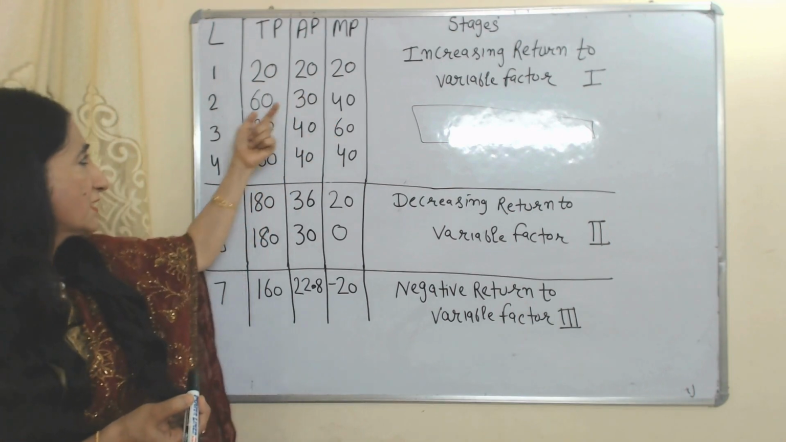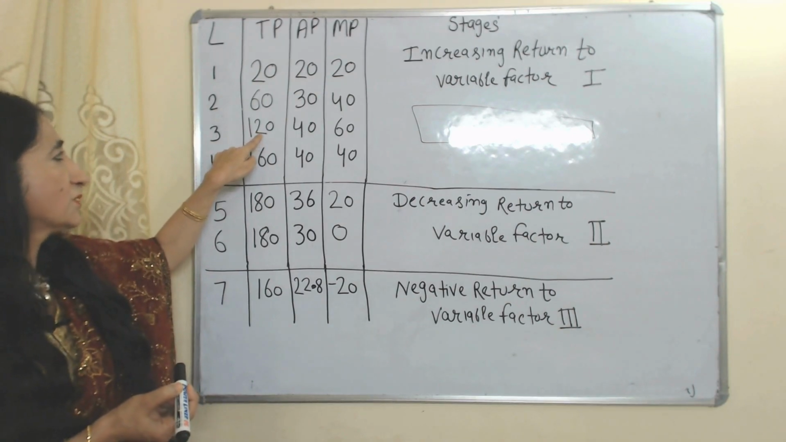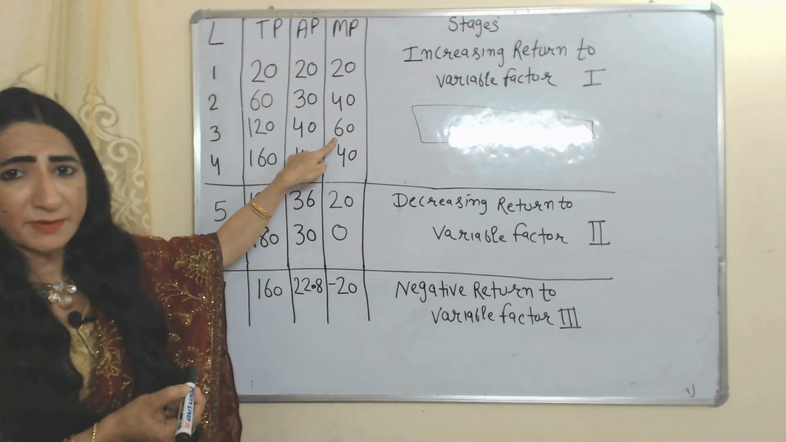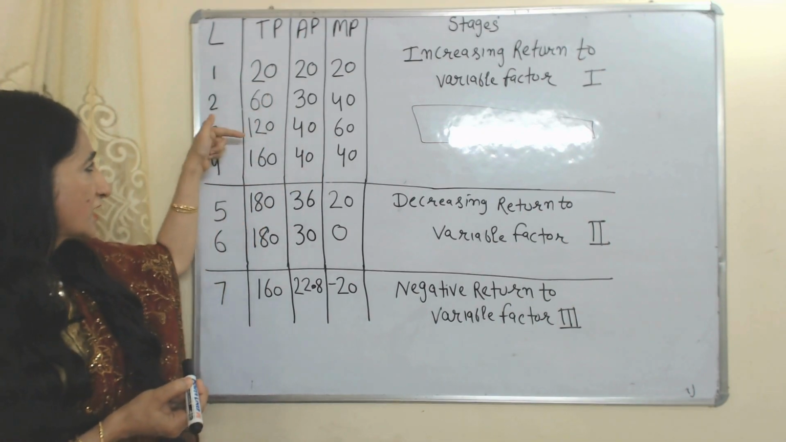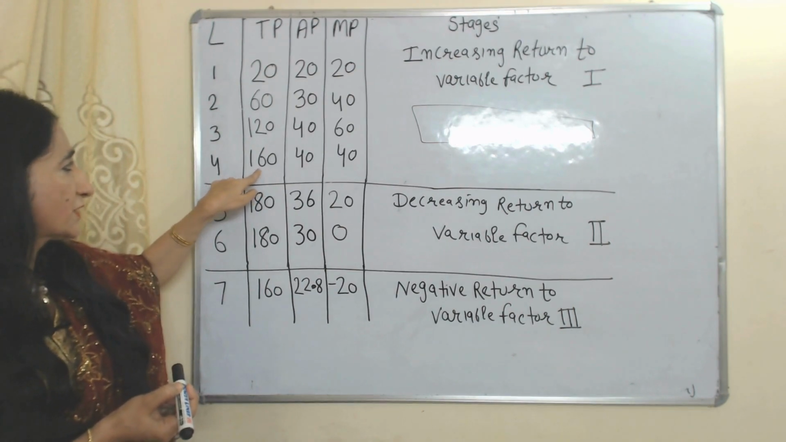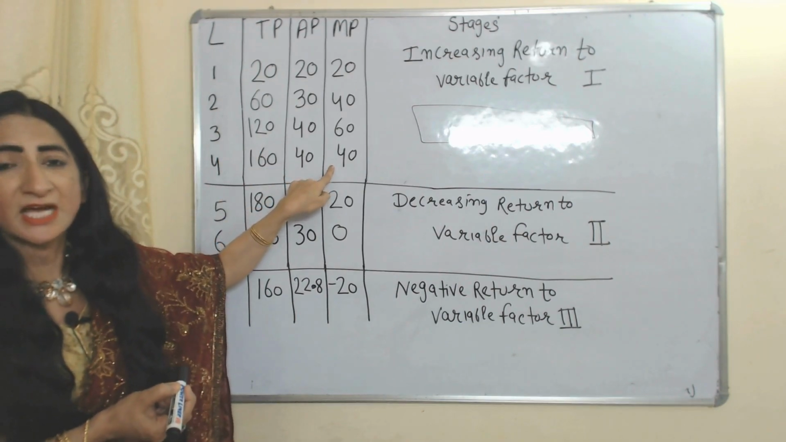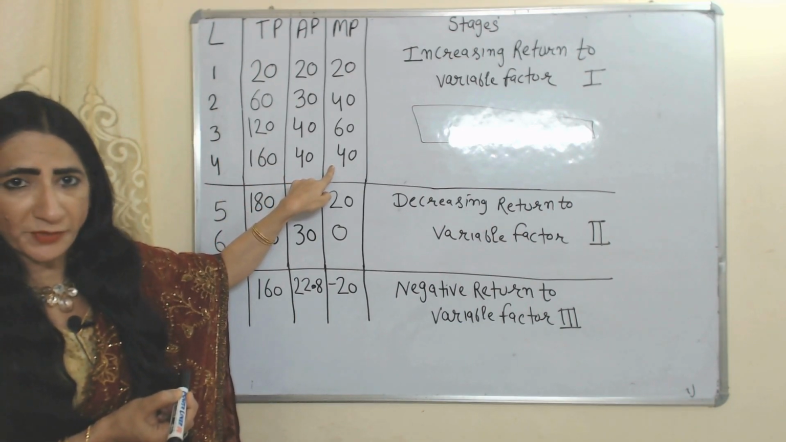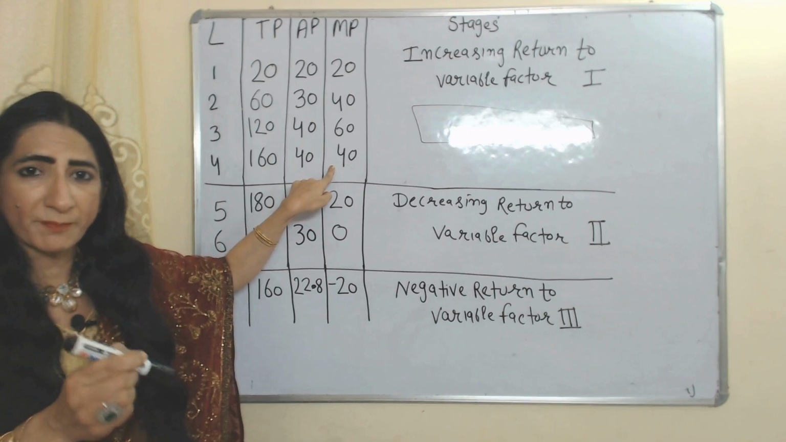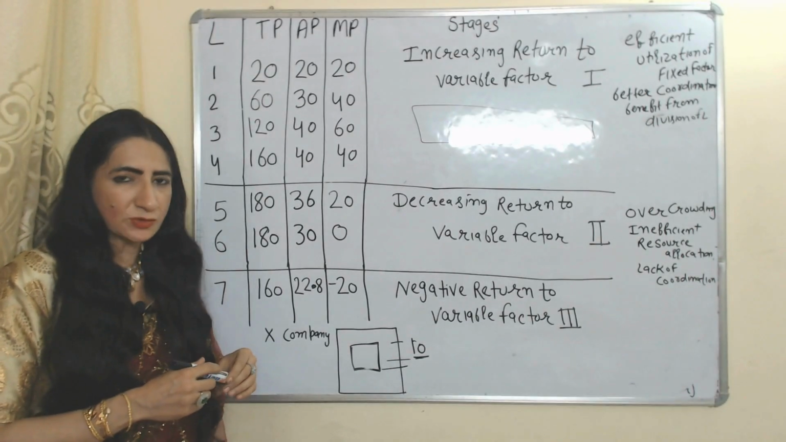unit of labor. Similarly, we apply one more unit of labor, and the change in TP is 120 minus 60. This 60 will be called marginal product. Again we apply one more unit of labor. Now the change in total product is 160 minus 120, which is equal to 40. This 40 will be called marginal product, because marginal product is the change in total product when we apply one more unit of labor. This law is divided into three stages.